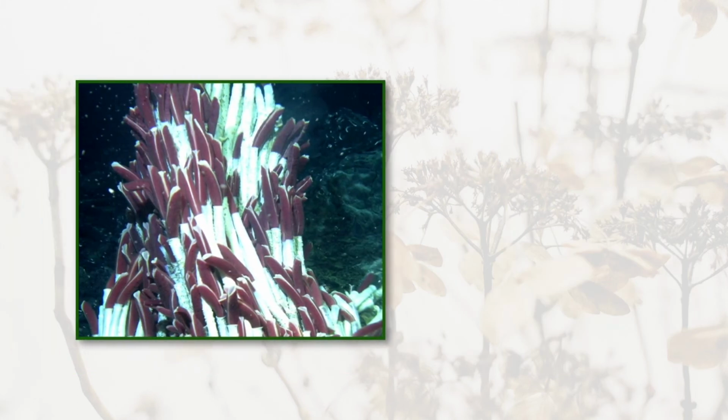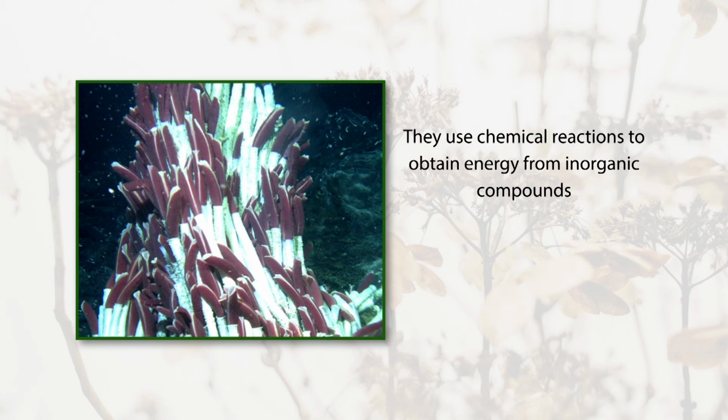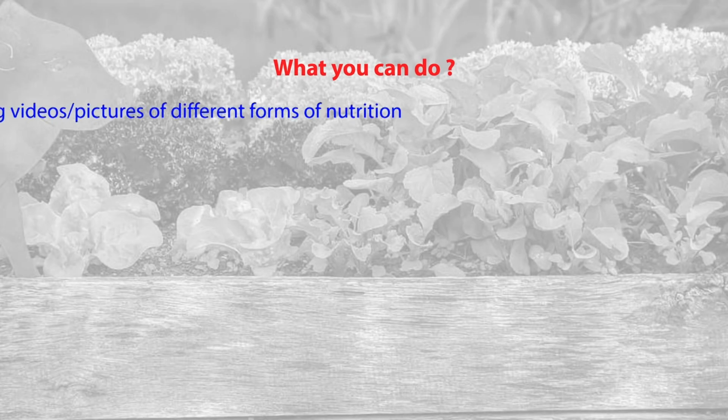Then there are some chemoautotrophs also. Chemoautotrophs are the bacteria basically which use carbon dioxide as carbon source, and they derive energy by the oxidation of inorganic materials such as iron, sulfur, ammonium and nitrate. So they get energy from the chemical components, and they generally use chemical reactions to obtain energy from the inorganic compounds. So these are very important for nitrification, denitrification and nitrogen fixation. Rhizobium is one such example, which consumes nitrogen from the air and fixes it. So there can be many other examples.